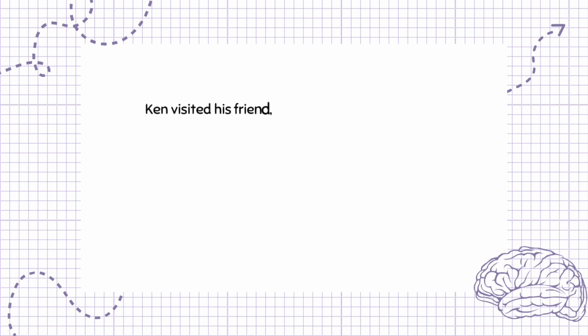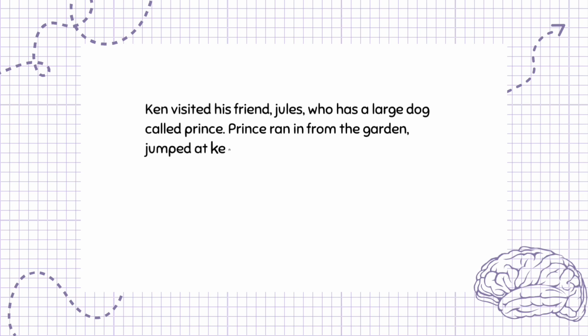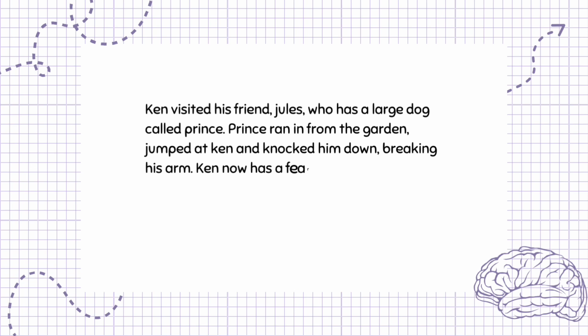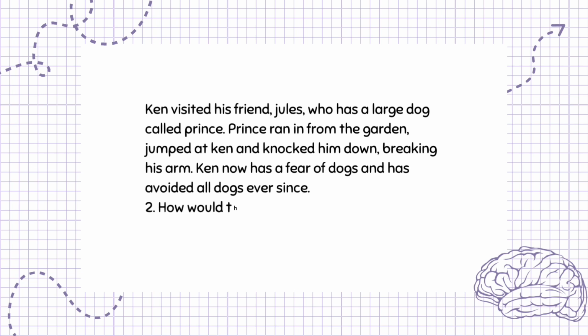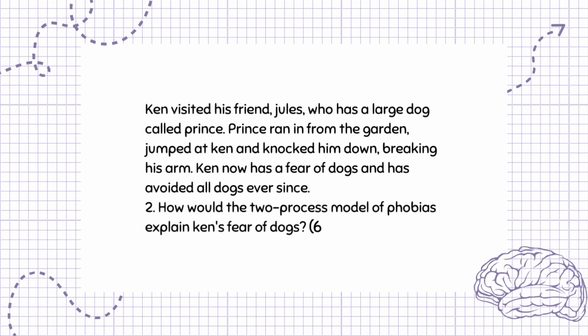Ken visited his friend, Jules, who has a large dog called Prince. Prince ran in from the garden, jumped at Ken and knocked him down, breaking his arm. Ken now has a fear of dogs and has avoided all dogs ever since. Question 2. How would the 2-process model of phobias explain Ken's fear of dogs?